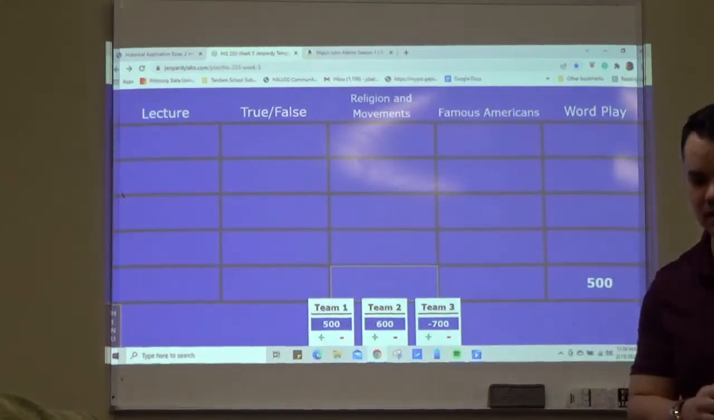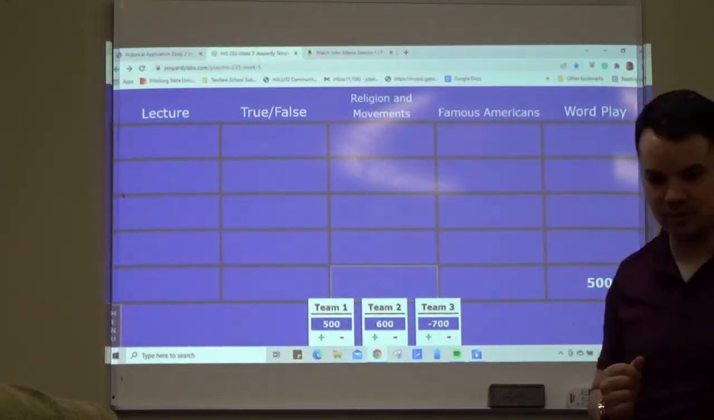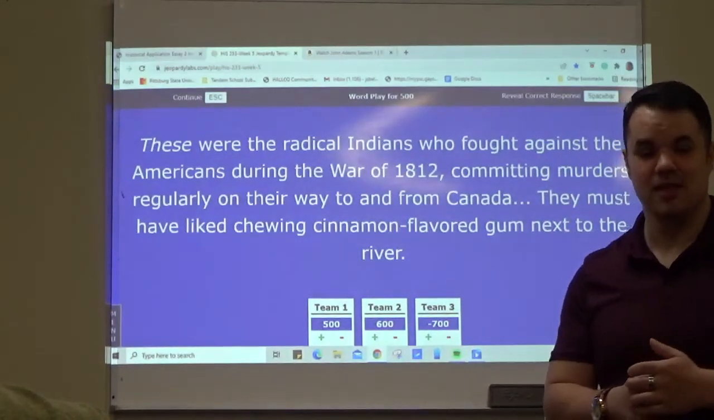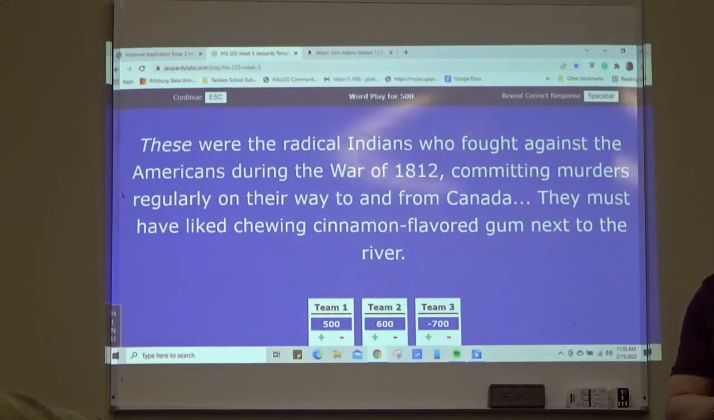Alright, and then finally, wordplay 500, so we'll do that one last. You might as well guess this one because it's make or break, unless you're the ones who are ahead. These were the radical Indians who fought against the Americans during the War of 1812, committing murders regularly on their way to Canada. They must have liked chewing cinnamon-flavored gum next to the river.